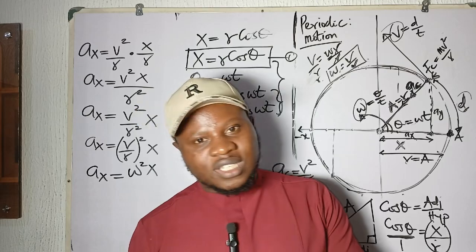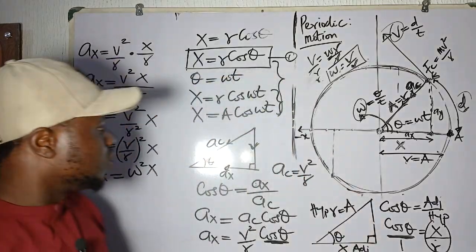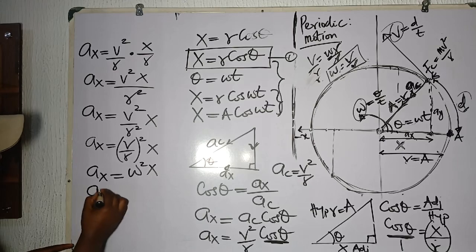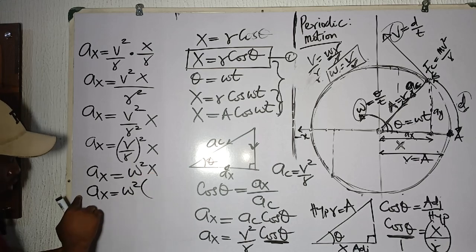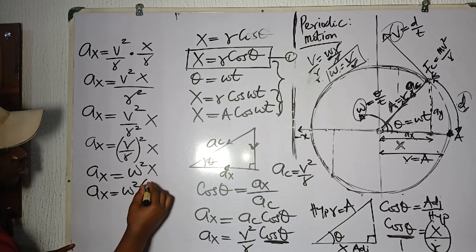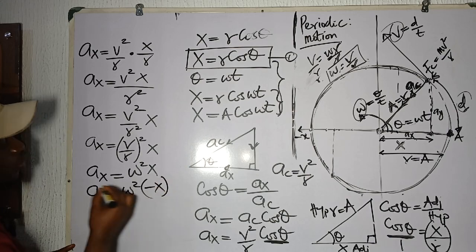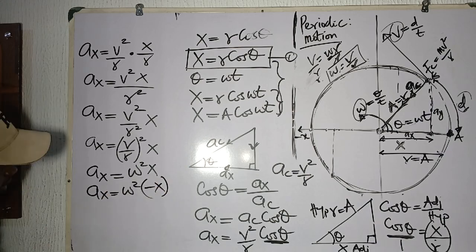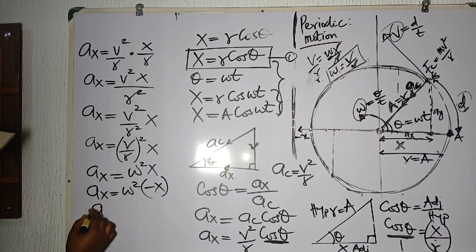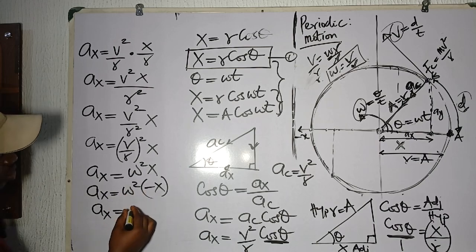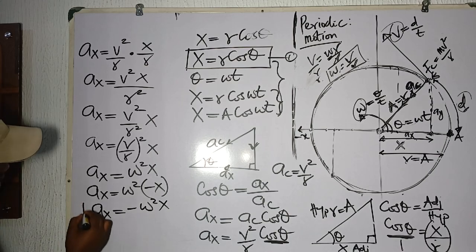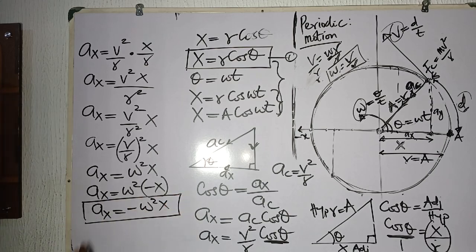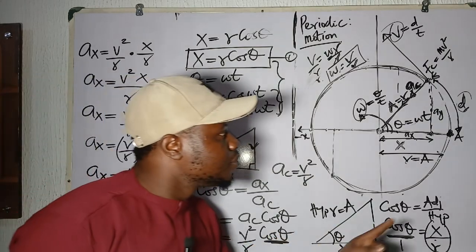but in the opposite direction. Meaning that when we have this, we are going to have W square, this is positive now, and this one is going to be in the negative direction, okay? So in that case, the acceleration AX is equal to, if this multiplies this, minus W square X. So this is the formula for the acceleration of the body moving in a periodic form.